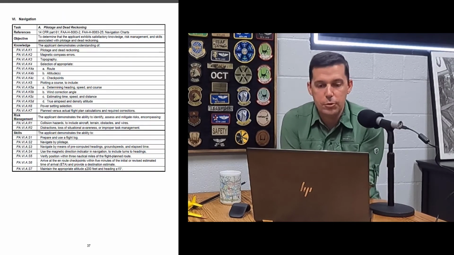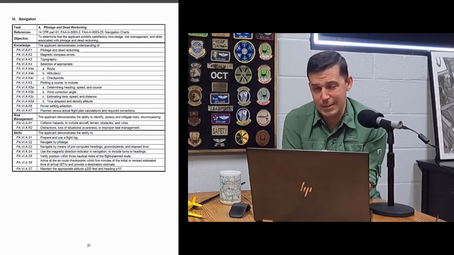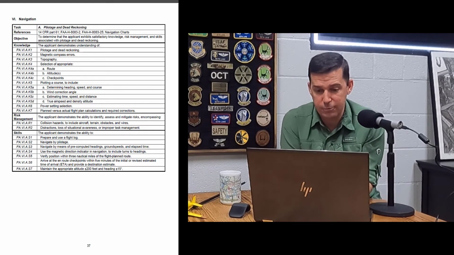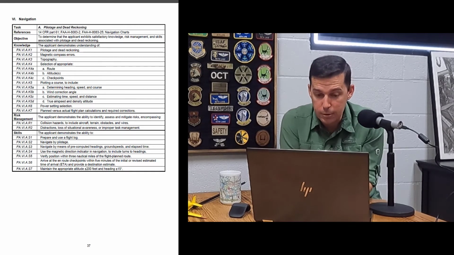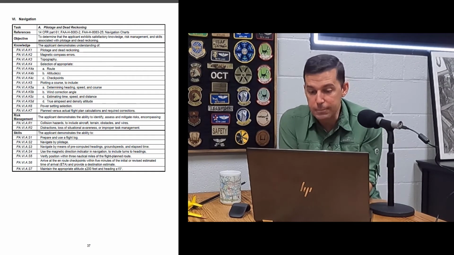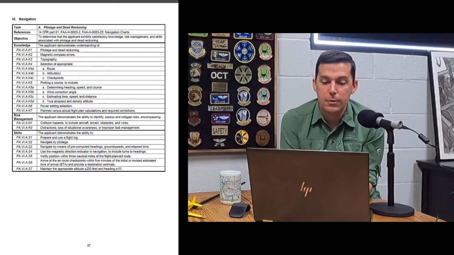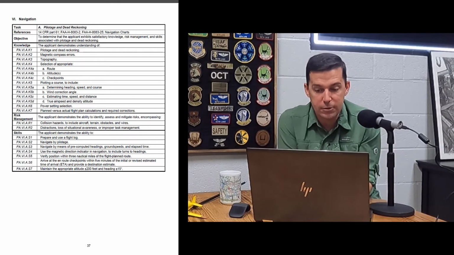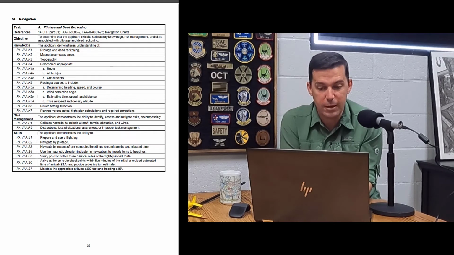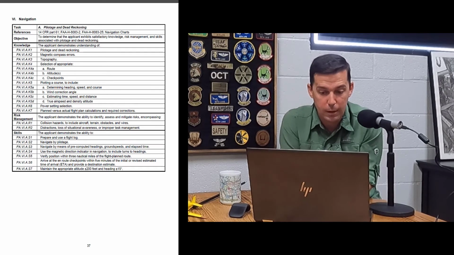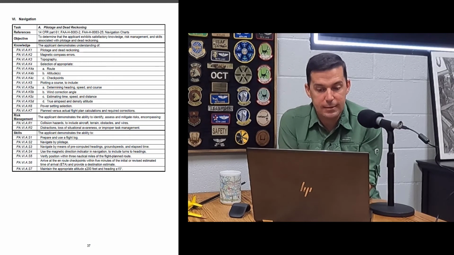All right, so we're on to navigation, pilotage, and dead reckoning. So let's, again, start out with the skills. Prepare and use a flight log. Navigate by pilotage. Navigate by means of pre-computed headings, ground speeds, elapsed times. Use the magnetic direction indicator to navigate to include turns to headings. Verify position within 3 nautical miles of flight plan route. Arrive at en route checkpoints on the initial or revised ETA, and then maintain the appropriate altitude plus or minus 200 feet and heading plus or minus 15 degrees.